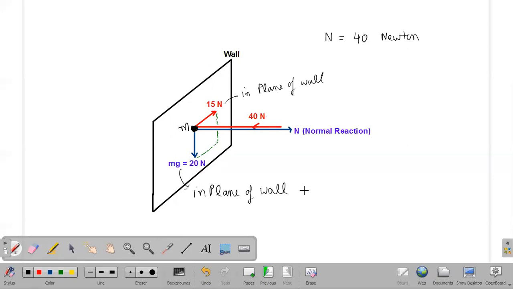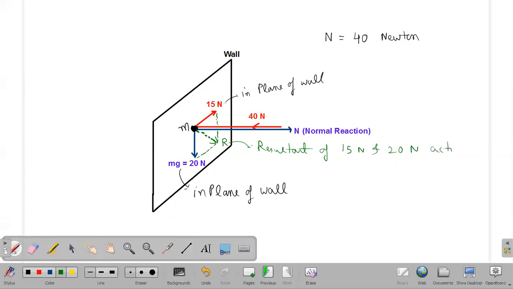That is what the law of parallelogram says to us, that the resultant of two vectors A and B lies in the same plane. So these two forces will have a resultant which will be again in the plane of this wall, and that I can denote like this. So this is the resultant of this 15 Newton and 20 Newton. Let me denote it by R.